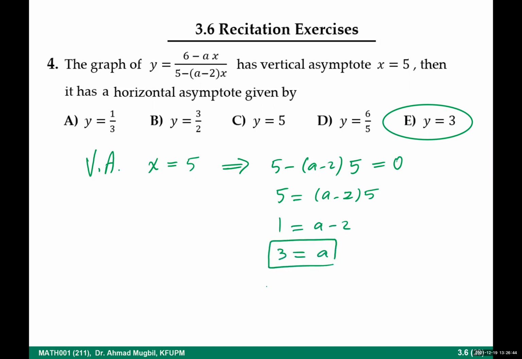Now update your function. Your y will be 6 minus 3x over 5 minus (A minus 2), 3 minus 2, it is 1x. Now, what is the horizontal asymptote? It will be y equals negative 3 over negative 1, which is 2. Now, consider this concept, and many questions will be like this question in all the exams, as you will see.